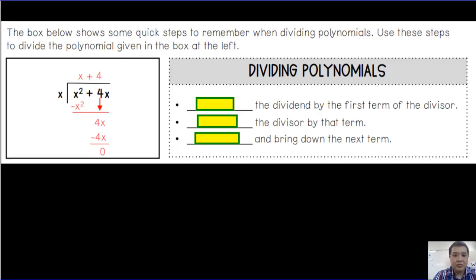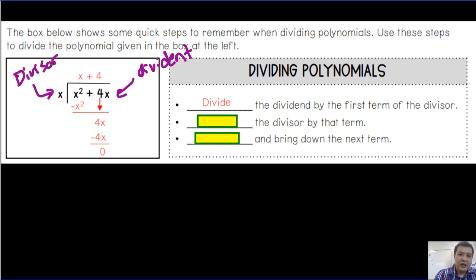So here, the box below shows some quick steps to remember when dividing polynomials. Use these steps to divide polynomials given in the box on the left. So first we're going to divide the dividend by the first term in the divisor. So remember, this is our dividend, and this over here is our divisor. Okay, and then we have to multiply the divisor by that term and bring down the next term.